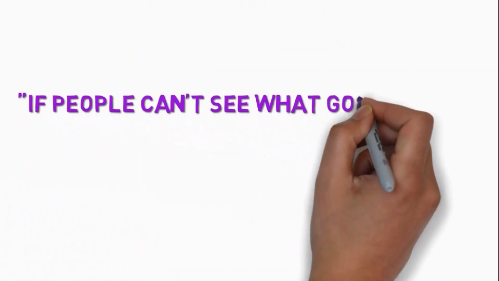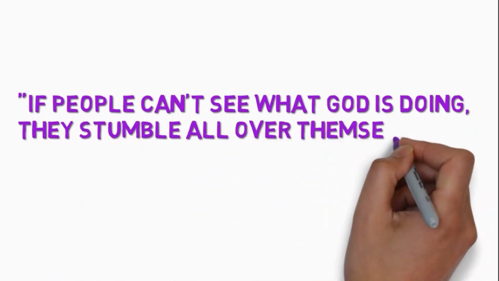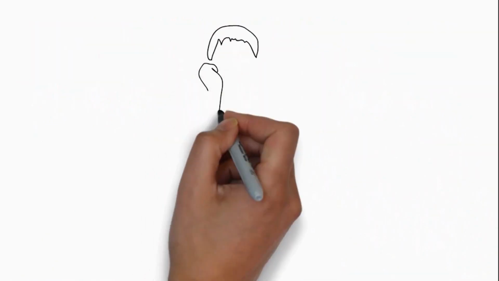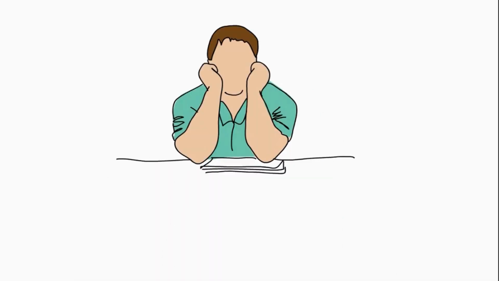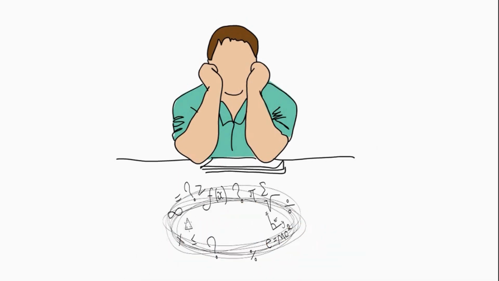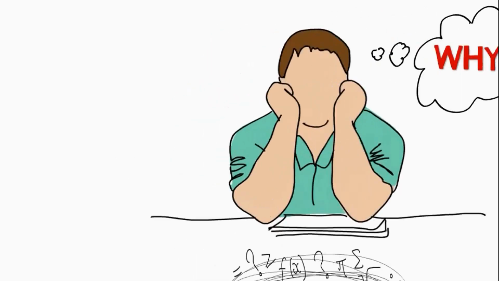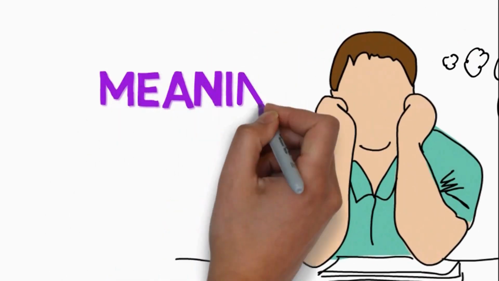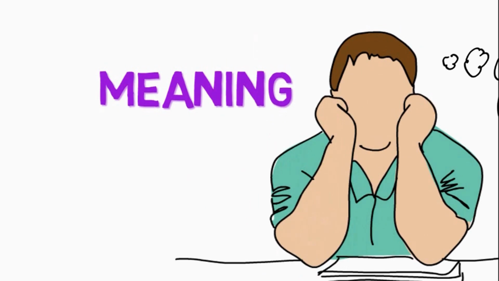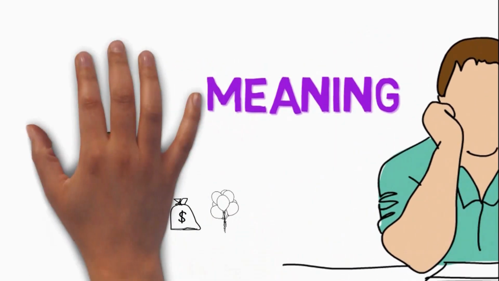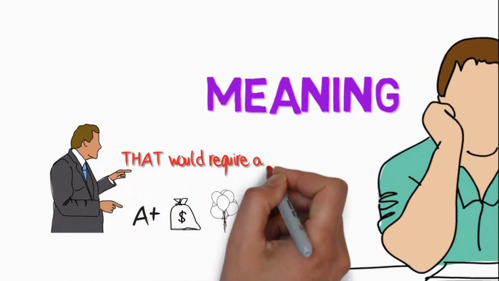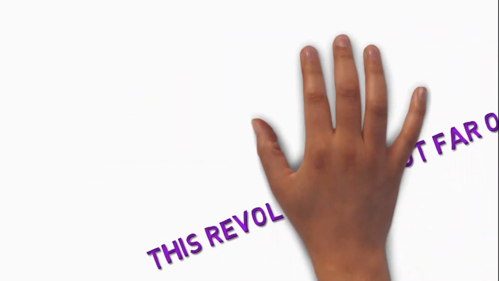If people can't see what God is doing, they stumble all over themselves. And this includes our students. Without meaning and purpose, many just get by, and some not even that. When it comes to school, there's no shortage of what to learn. The shortage is why. For many students, it's meaning that's missing, deep meaning, the kind of meaning that motivates, beyond grades, future paychecks, and accolades. I know what you're thinking. That would require a revolution. But the good news is, this revolution is not far off.